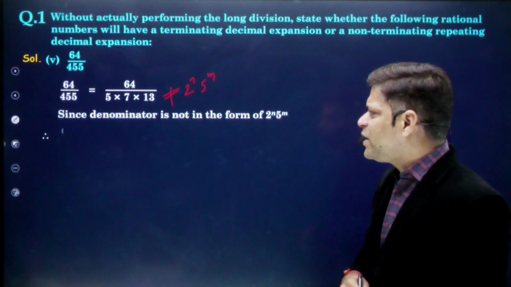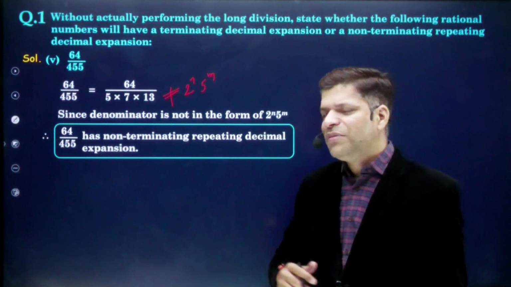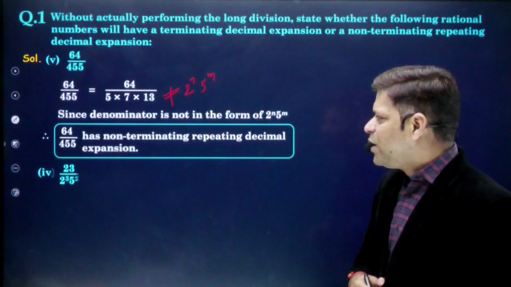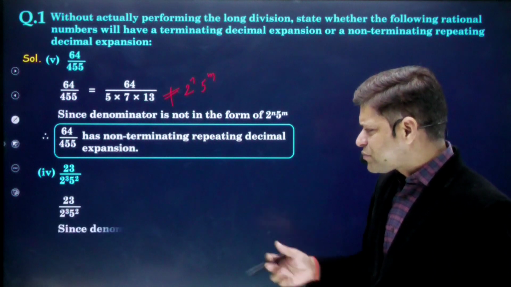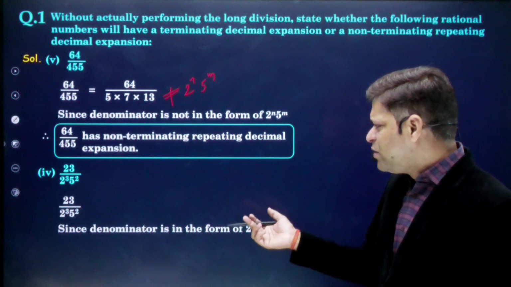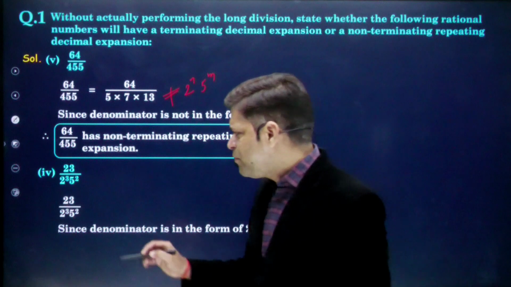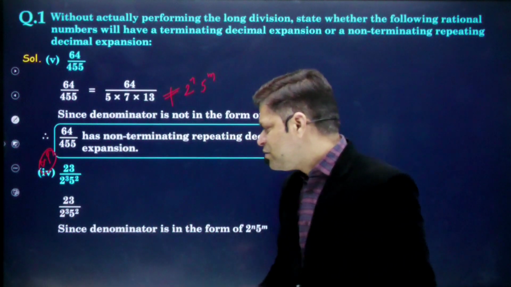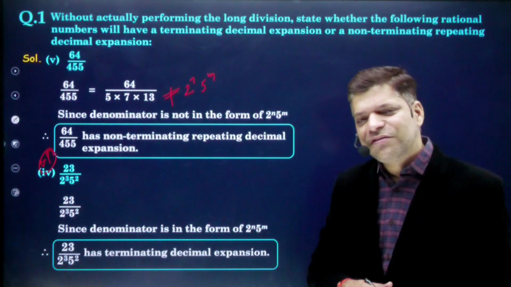So also we can say that this rational number has non-terminating repeating decimal expansion. Okay, the next, sixth part: we can easily see that the denominator is in the form of 2 raised to the power n, 5 raised to the power m. So this has a terminating decimal expansion.